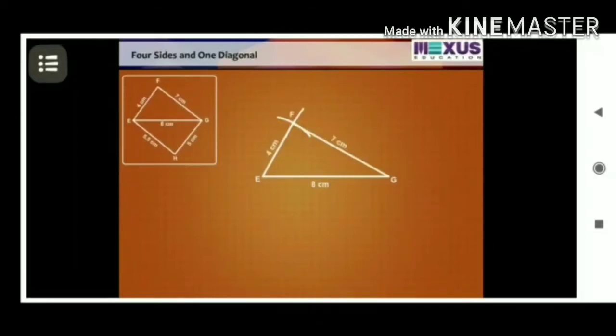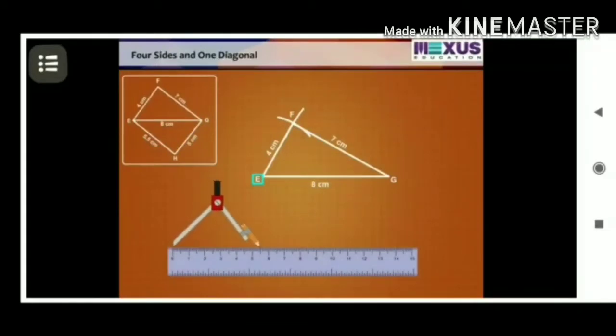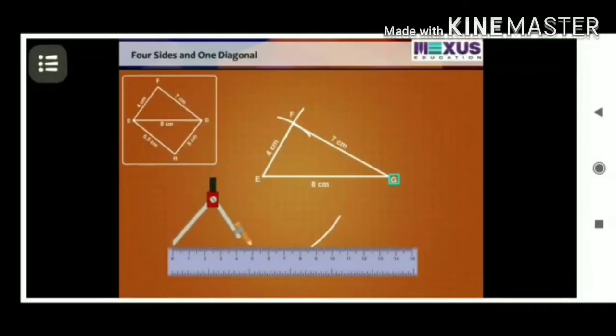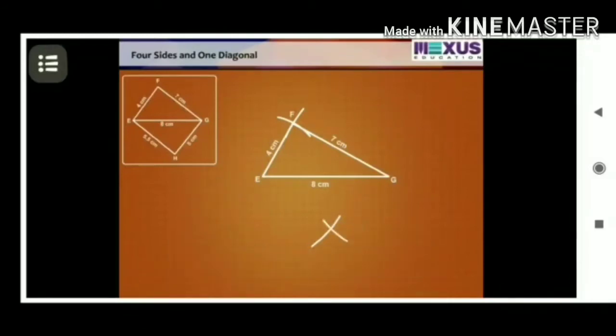Step 2. Now we have to locate the 4th point H. This H would be on the side opposite to F with reference to EG. For that, we have 2 measurements. H is 5.5 centimeters away from E and 5 centimeters from G. So, with E as center, draw an arc of radius 5.5 centimeters and with G as center, draw an arc of radius 5 centimeters such that they intersect at a point.